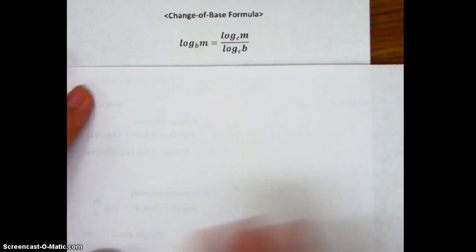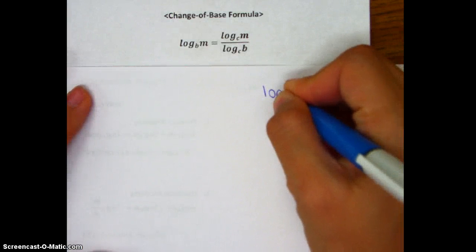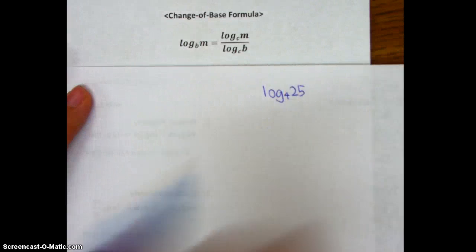Okay, in this video we're going to talk about the change of base formula. This is the last property of logarithm. This formula is really useful because sometimes you want to get the approximate value of certain logarithm. For example, you want to find the value of maybe log base 4 of 25.